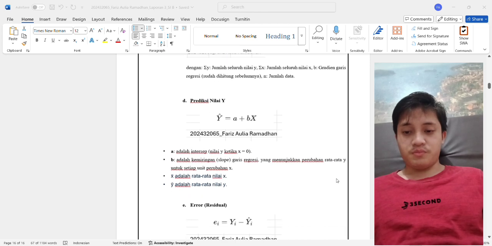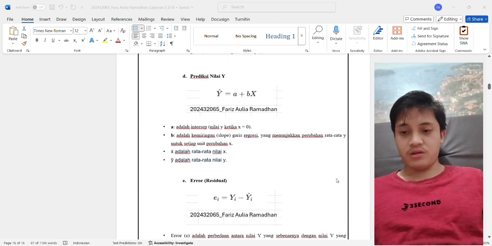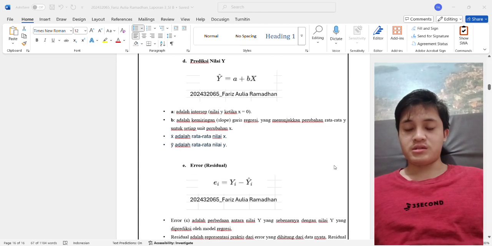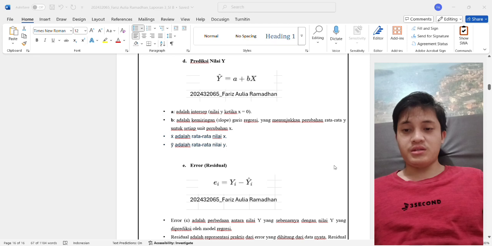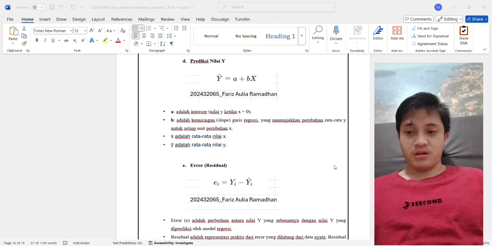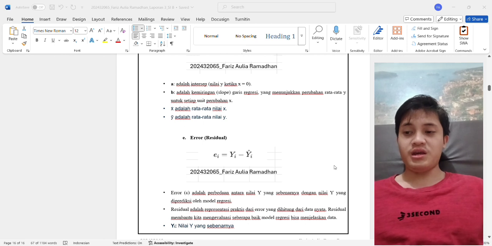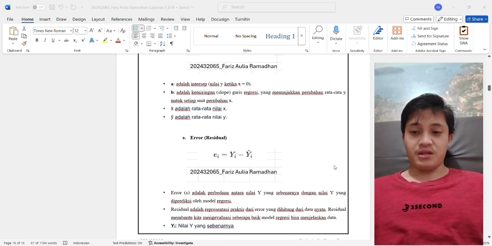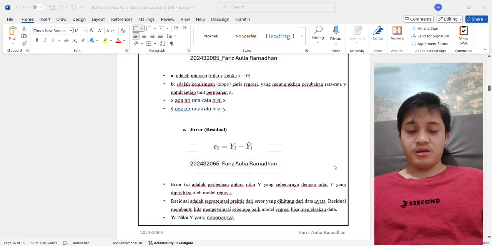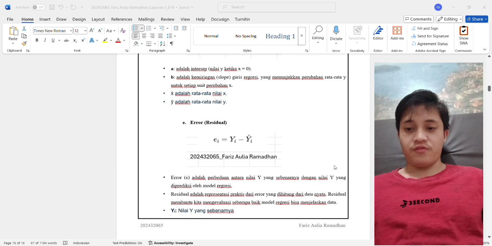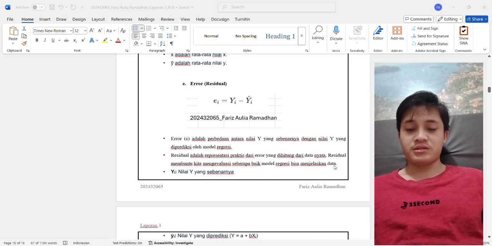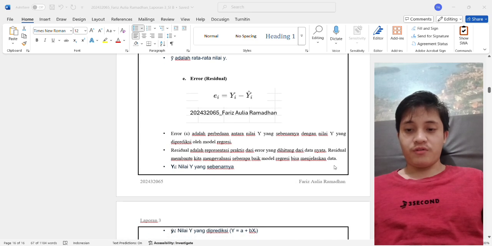D, predicted y value. A is the intercept, the value of y when x equals 0. B is the slope of the regression line, which shows the average change in y for each unit change in x. X̄ is the average value of x. Ȳ is the average value of y.